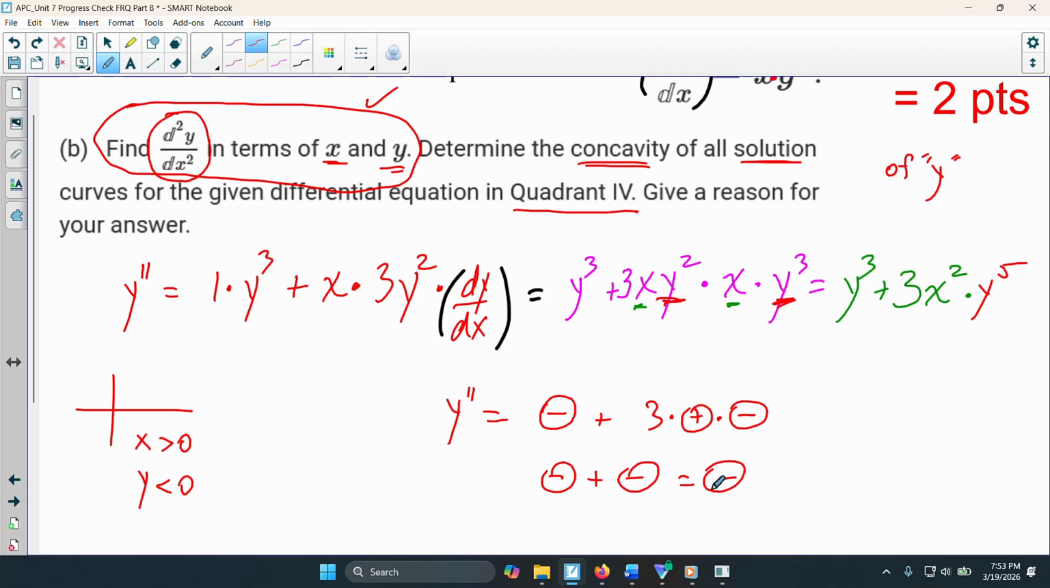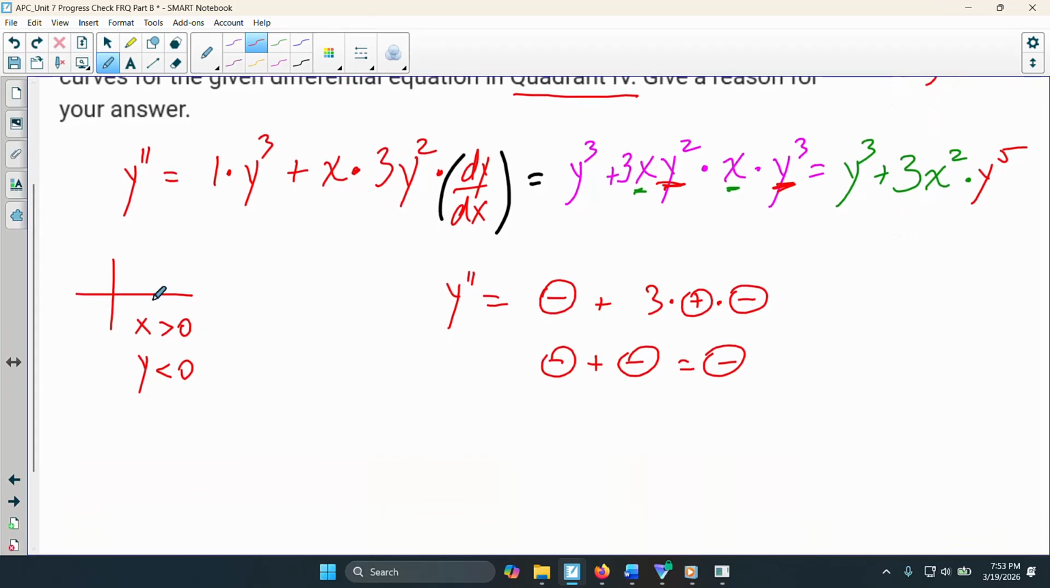Now, I don't know if I'd leave this notation on the AP. This is really just to make sense of it. But ultimately, on the AP test, I would write, since this is the case, y double prime is less than 0 because it's in the fourth quadrant. Therefore, since the second derivative is negative, y is, well, remember, is it concave up or concave down? If it's negative, it is concave down, like this. So, concave down.